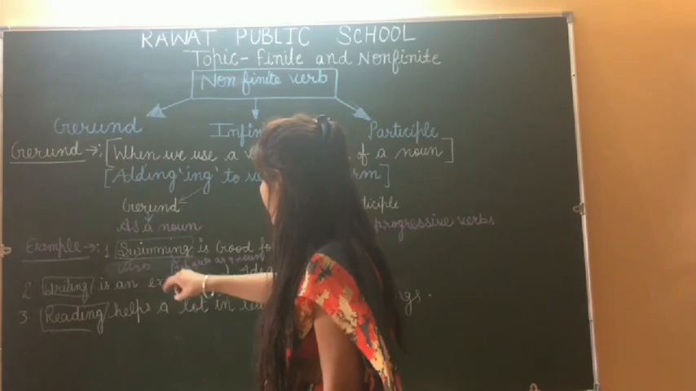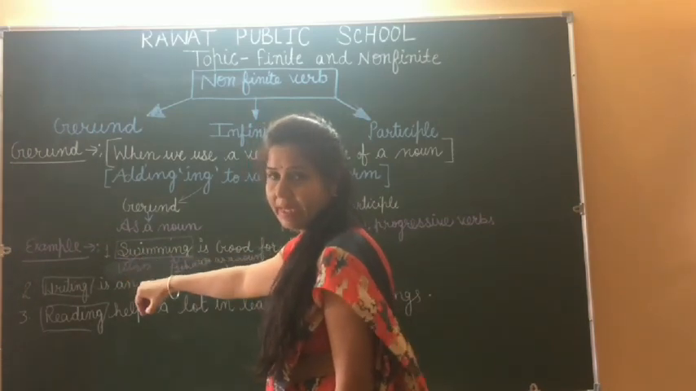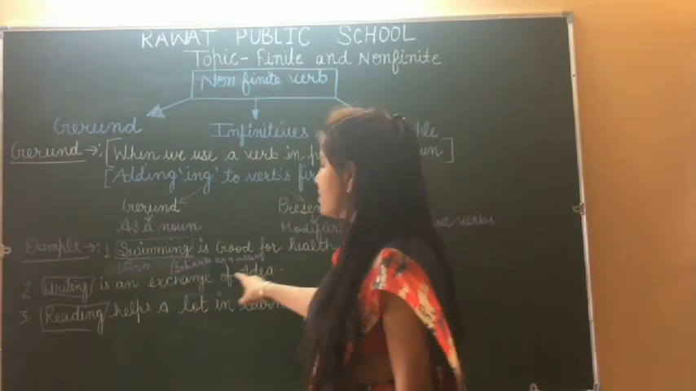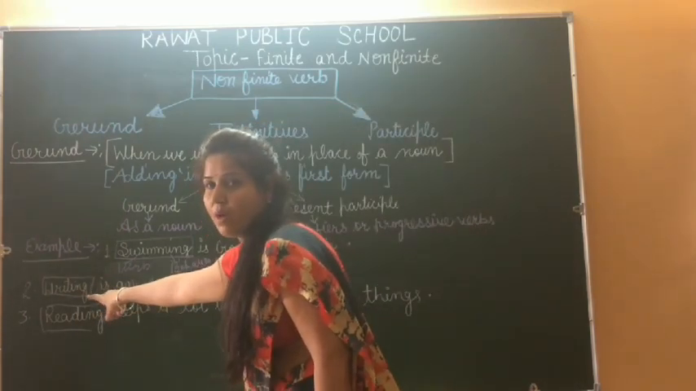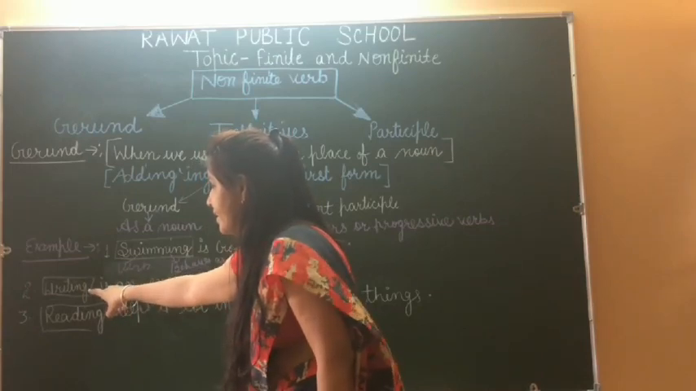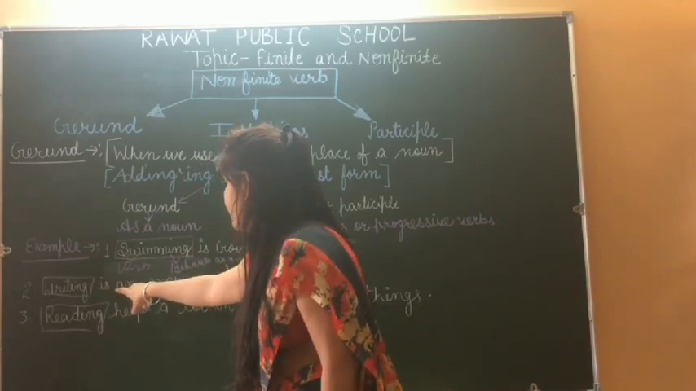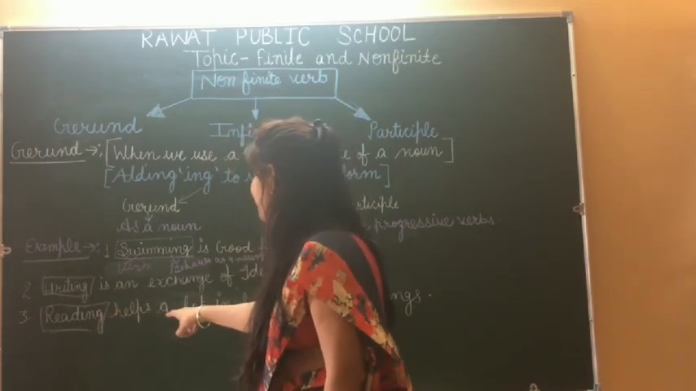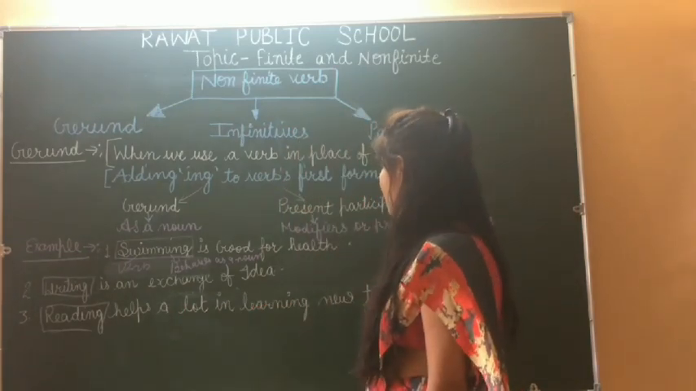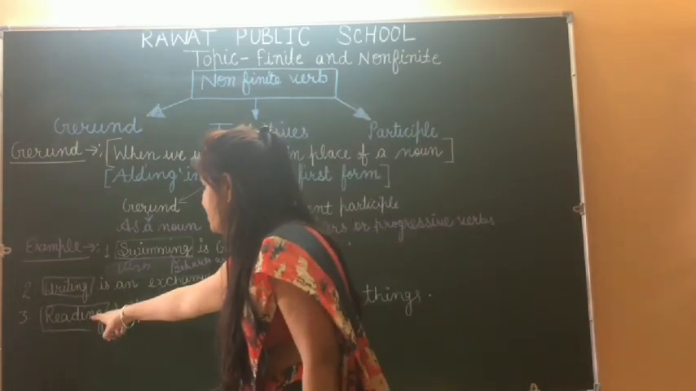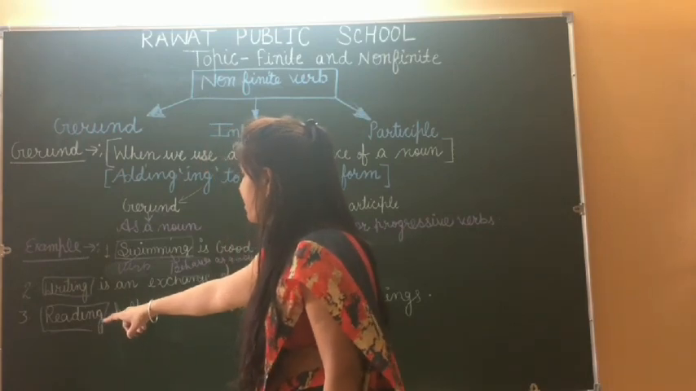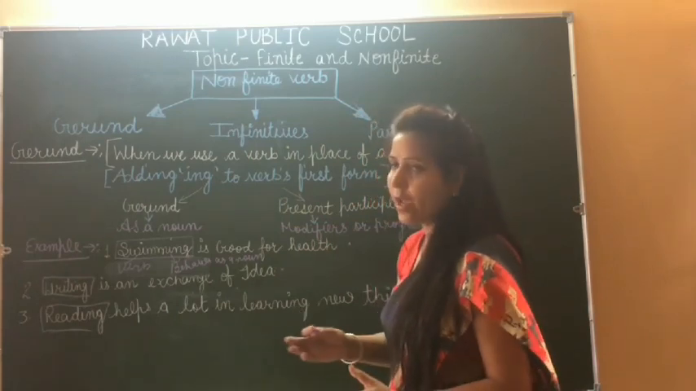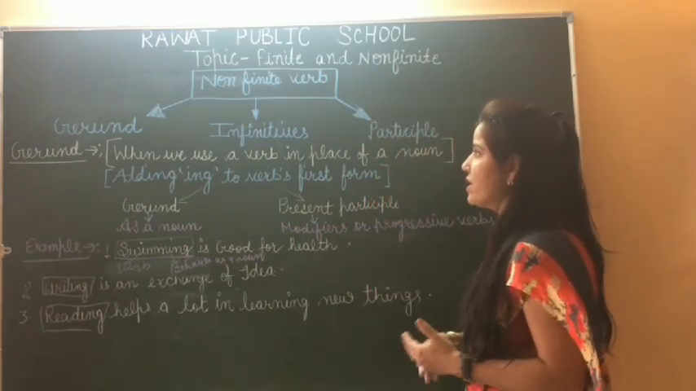Okay, so let's see the other example to make it clear. Second, writing is an exchange of ideas. Okay, so writing is a verb, but in the sentence, writing is behaving as a noun, that's why it is a gerund. And third is, reading helps a lot in learning new things. Okay, so in this sentence reading is a verb, but it behaves as a noun, that's why it is a gerund. So I hope now you have understood about the gerund.